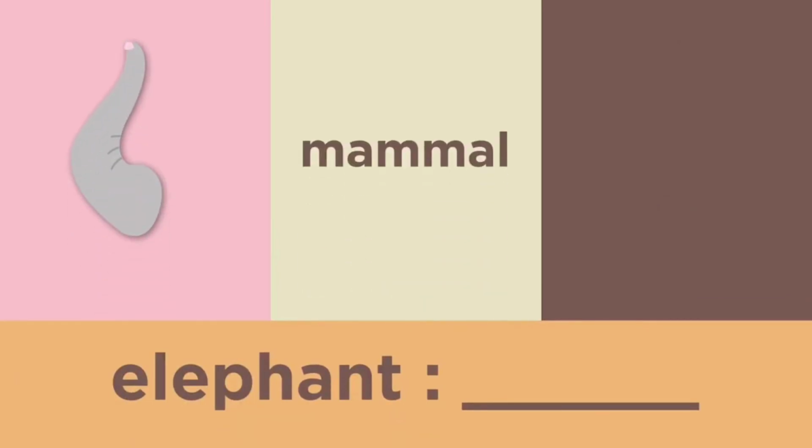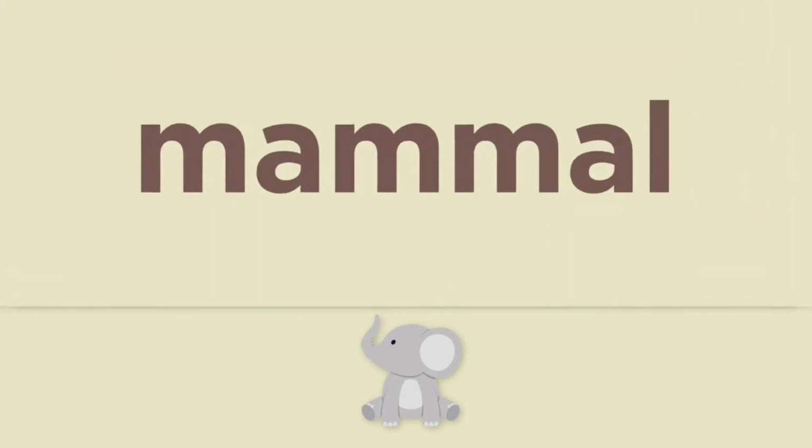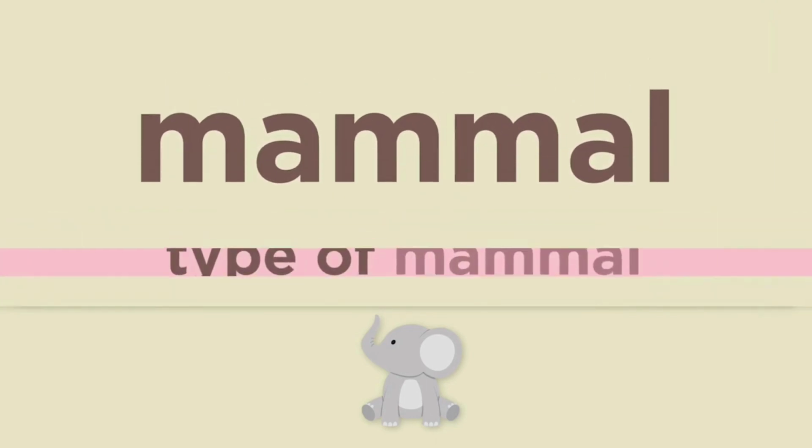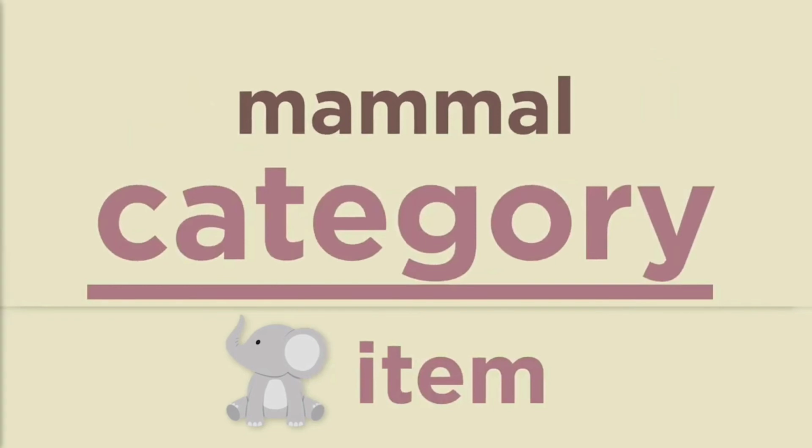Which word completes the item in a category analogy? Elephant is to blank. Is it trunk, mammal, or gray? A trunk is part of an elephant and gray describes an elephant's skin. The correct answer is mammal because an elephant is a type of mammal. Elephant is the item and mammal is the category.